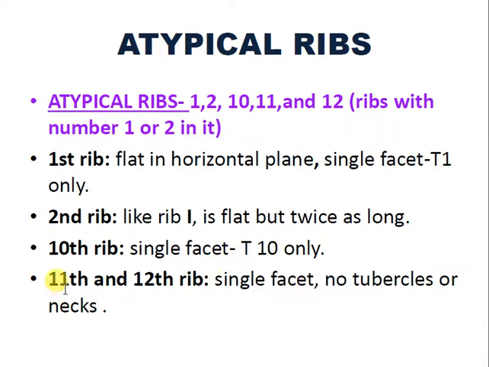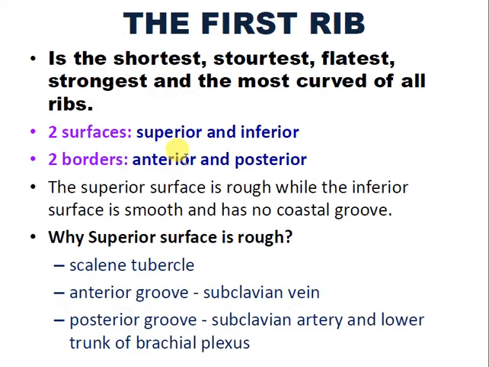Then the 11th and 12th ribs have a single facet, and no tubercle or neck. That means they have no tubercle and no neck. That's why they are called atypical. So the first rib is the shortest, stoutest, flattest, strongest, and the most curved of all ribs. So you can see the uniqueness of the first rib as compared with the other ribs in the thoracic cage.